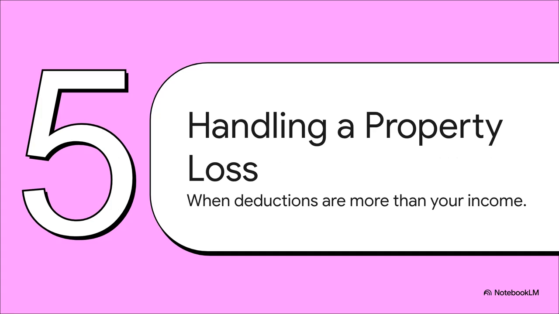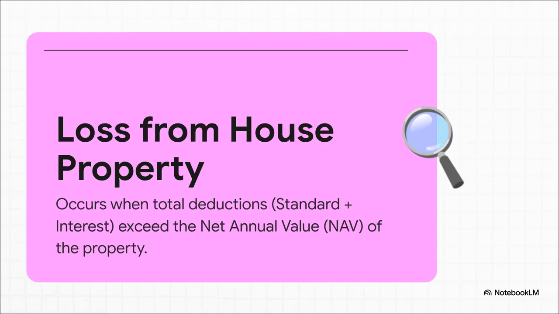So that brings up a really interesting question. With huge deductions like that, unlimited interest on a rental, what happens if your deductions are actually bigger than the income the property brings in? Can you have a negative income? Well, the answer is yes, you absolutely can. This is called a loss from house property. It's what happens when your deductions are more than your net annual value. And while loss might sound like a bad word, trust me, in the world of taxes, it can actually be your best friend. It's a powerful tool for lowering your overall tax bill.